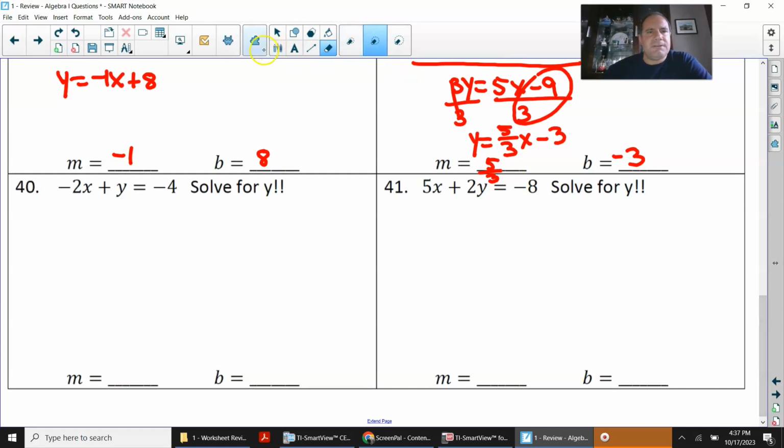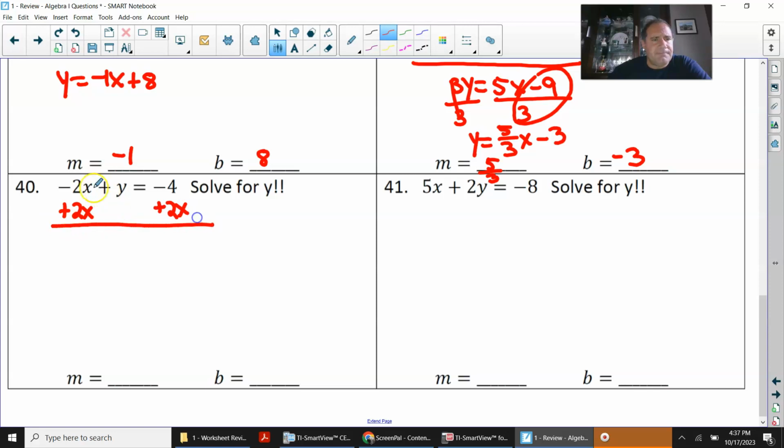And the last two on this page, again, you have to solve for y. And this one's actually a little bit easier. It's a negative 2x. You're adding 2x on both sides. This cancels. You have y equals 2x plus 4 minus 4. And then that's y equals mx plus b right there. So I have a slope of 2 and a y-intercept of negative 4.